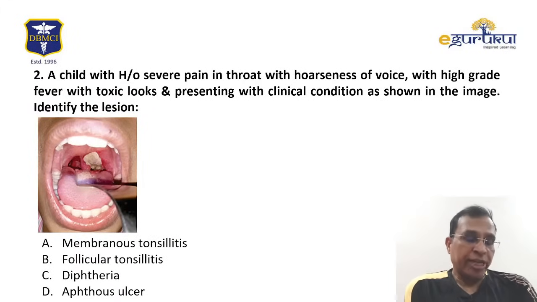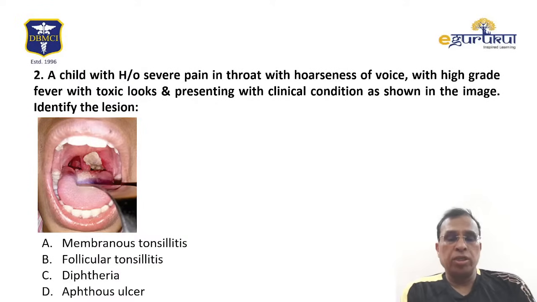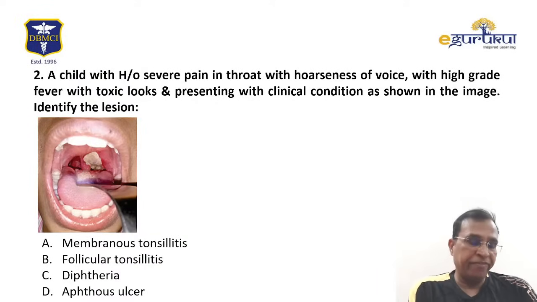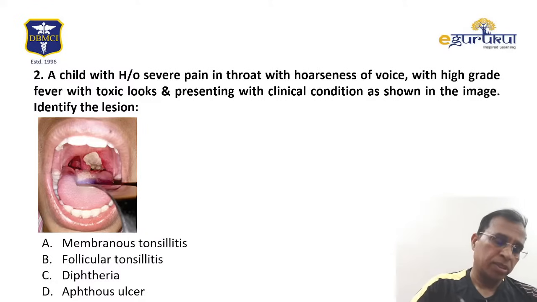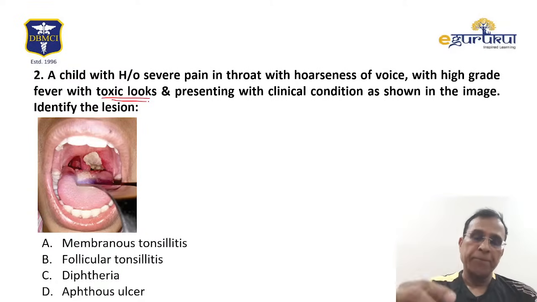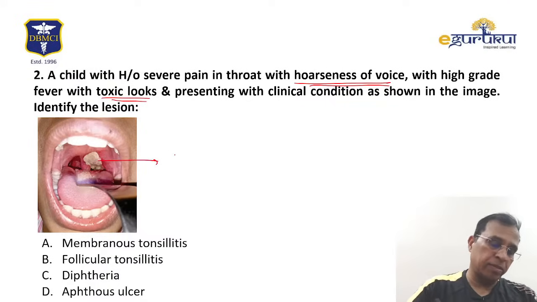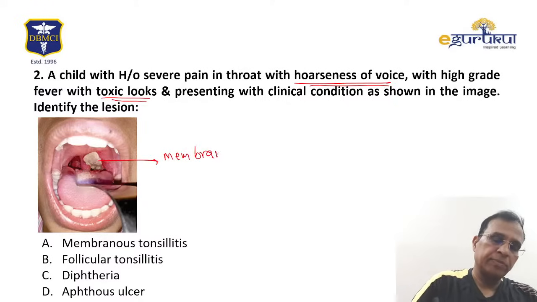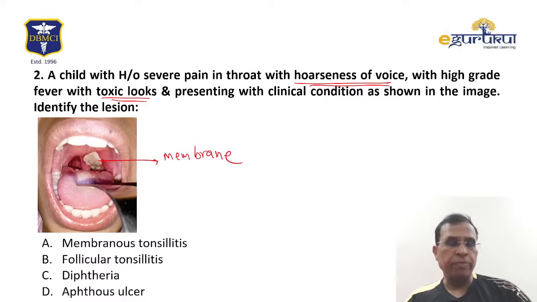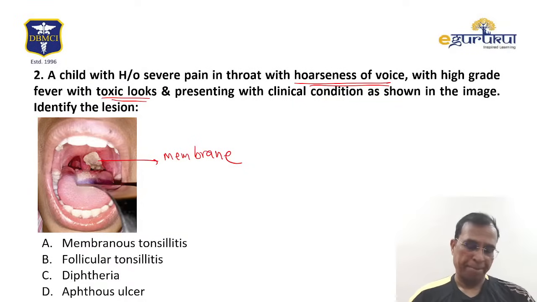Okay. A child with a history of severe pain in the throat, with hoarseness of voice, with high grade fever and toxic look, hoarseness of voice. And the image is shown, there is a membrane. So is it membranous tonsillitis, follicular tonsillitis, diphtheria, or aphthous?